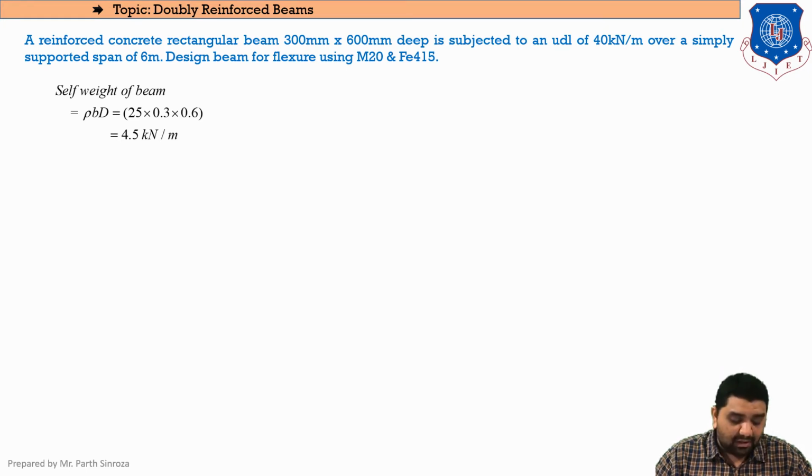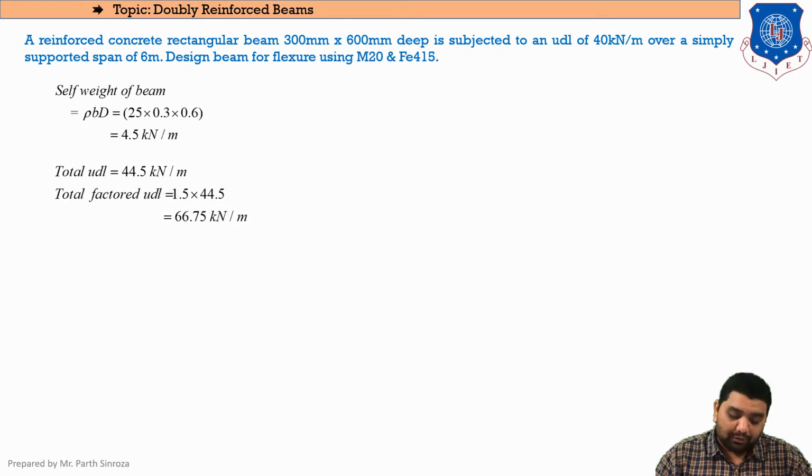So solving it, we get an answer of 4.5 kN per meter. Now the total UDL will be the load that is given plus the self weight. So the total UDL will be 44.5 kN per meter. Now the load that we get from the dimensions will always be the actual load. So the next step will be to factorize it, that is, to multiply it by 1.5. Multiplying it by 1.5, the final answer that comes out is 66.75 kN per meter. So we'll be solving from this step onwards, using this load, that is 66.75. If you solve using just this 40 kN per meter, then your entire sum may be wrong.